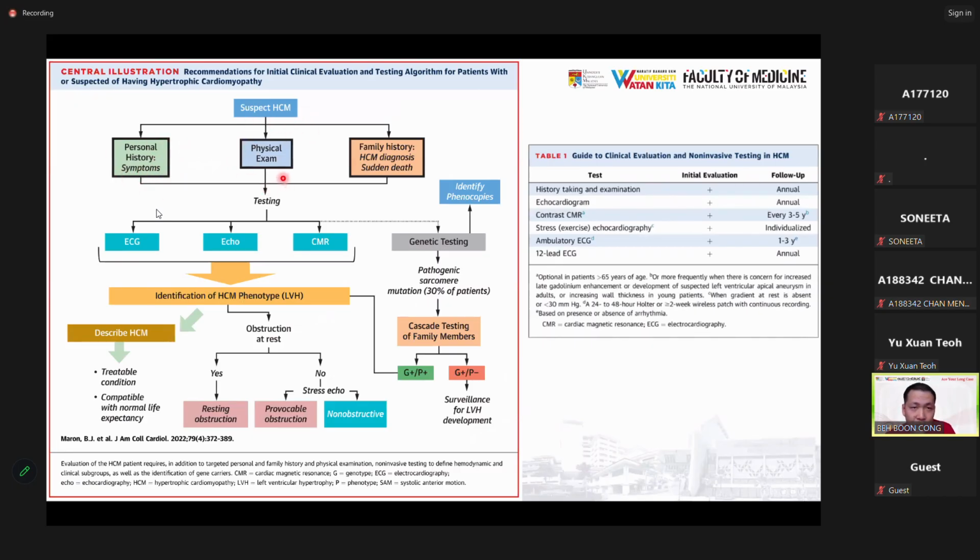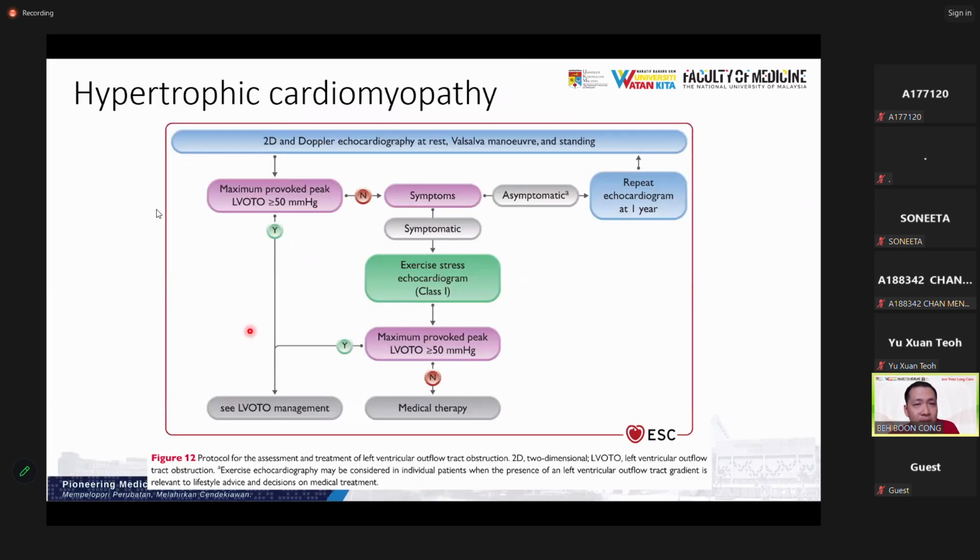Physical examination, most of the time you won't get anything from the patients unless the patient has any other associated syndrome. And then you do need the ECG, echo, and also MRI to assess. And of course, genetics is the best to identify different types of hypertrophic cardiomyopathy. From the echo, you can look at any obstructions, and the level of obstruction that can cause the patient to present with syncope.